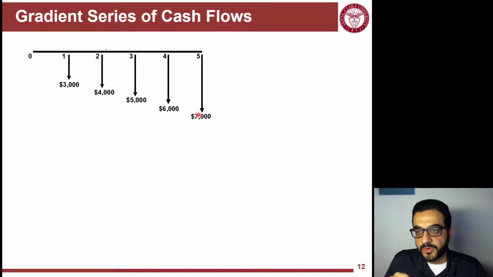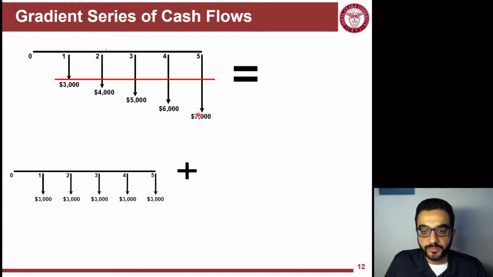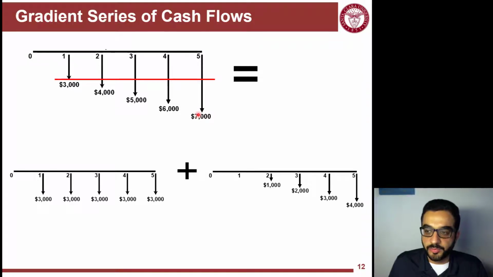But if you remember the gradient series, by definition, the first year should have a zero cash flow. So what will happen is I will break this cash flow down into two cash flows. One is a uniform series of 3,000, and the other one will be a gradient series of 1,000. And remember, this year here has zero cash flow, but it is part of the series, all right? And together they will add up to the original cash flow.